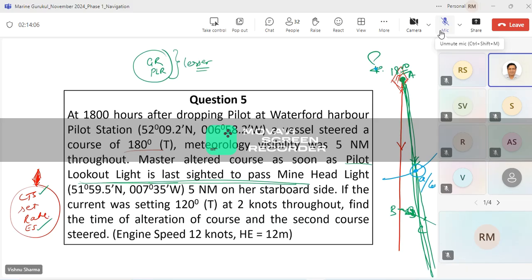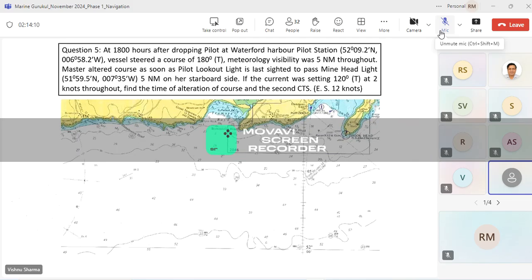Find the alteration point. So let's see it. Here is the hooked light. Here is the boarding ground, the pilot ground. And here is the lookout light. This one is the lookout light. Guys, what are the characteristics of the lookout light you can see on the screen? Can somebody read the characteristics?